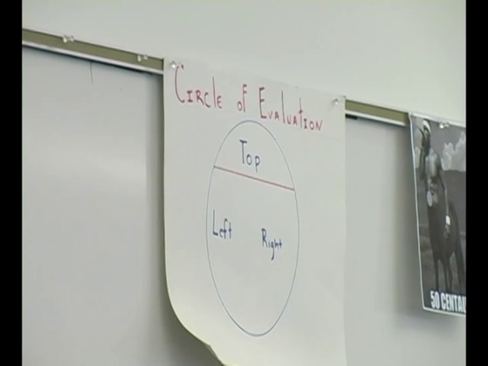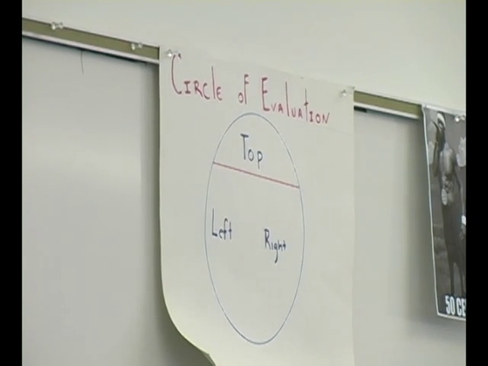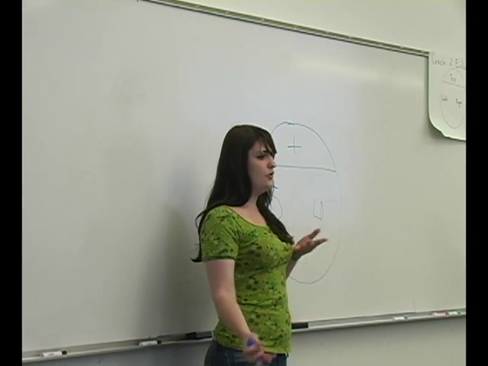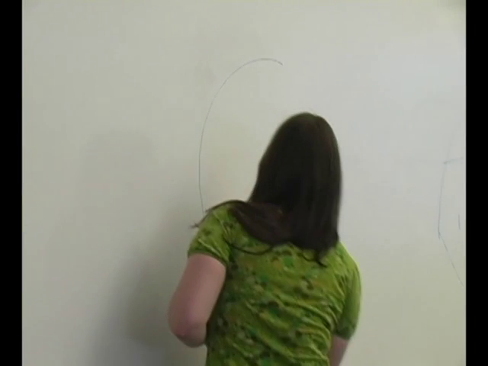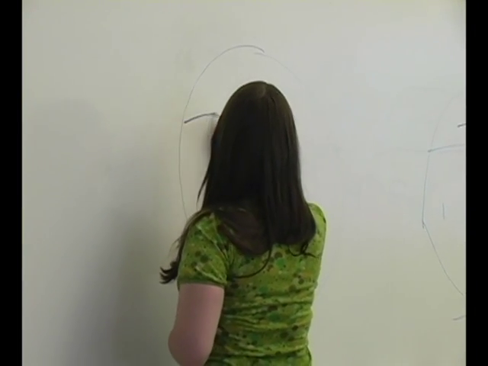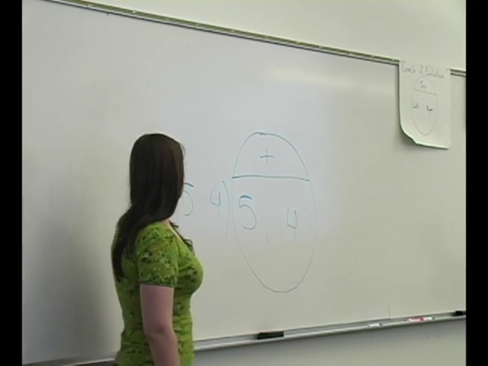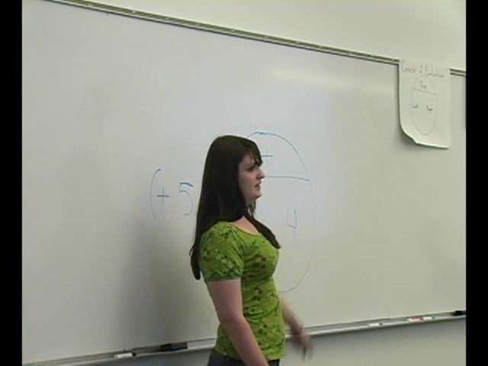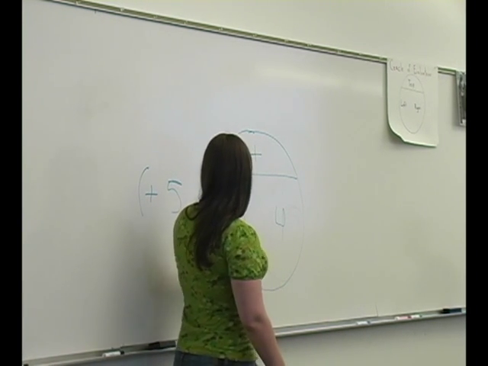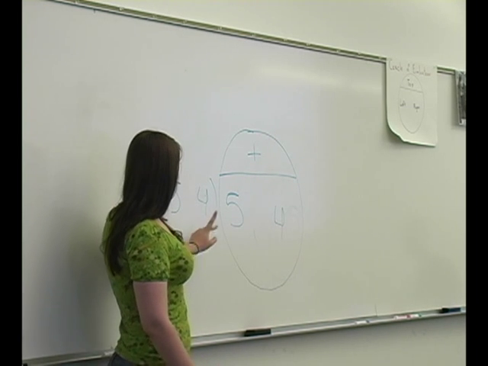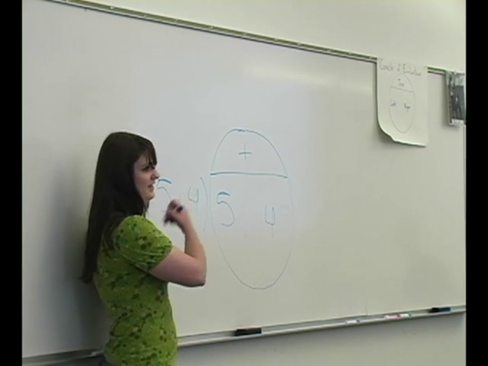We just were talking about how computers are really stupid, and they don't understand normal things like we do, unless we put it in a special syntax. So, whenever you see a circle of evaluation, you can always start out with a brace, top, left, right. And close it up like a circle.